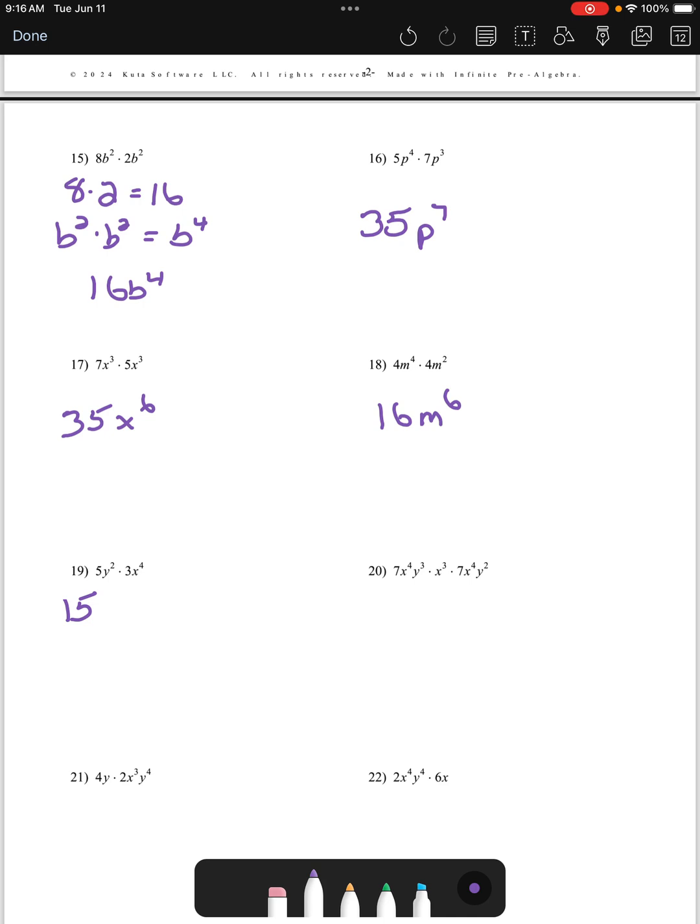And in number 19, 5 times 3 is 15. And the variables are different. There's a y variable, there's an x variable. You can't put those together. They're different letters, they're speaking different languages. Now, when we put these into the final answer, I'm actually going to put the x to the fourth first, then my y to the second. Anytime something contains multiple variables, it is best practice to write those variables in alphabetical order.